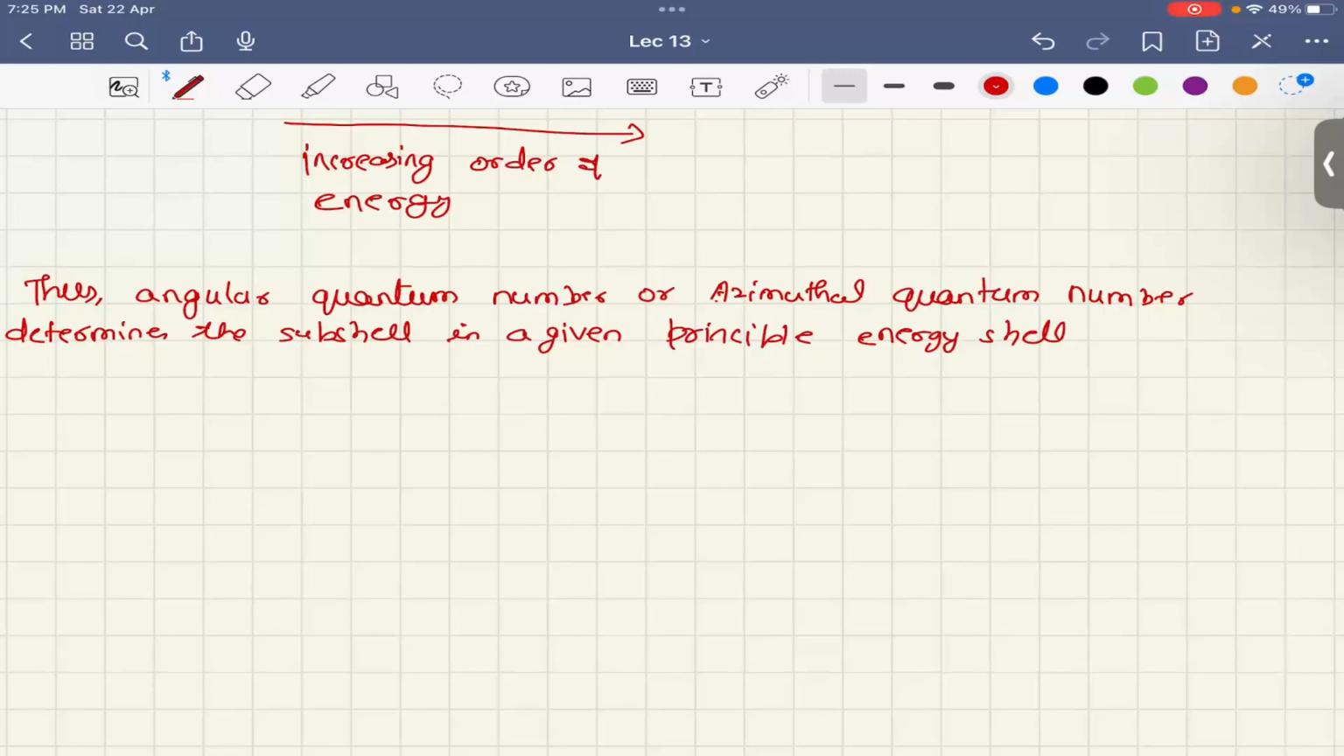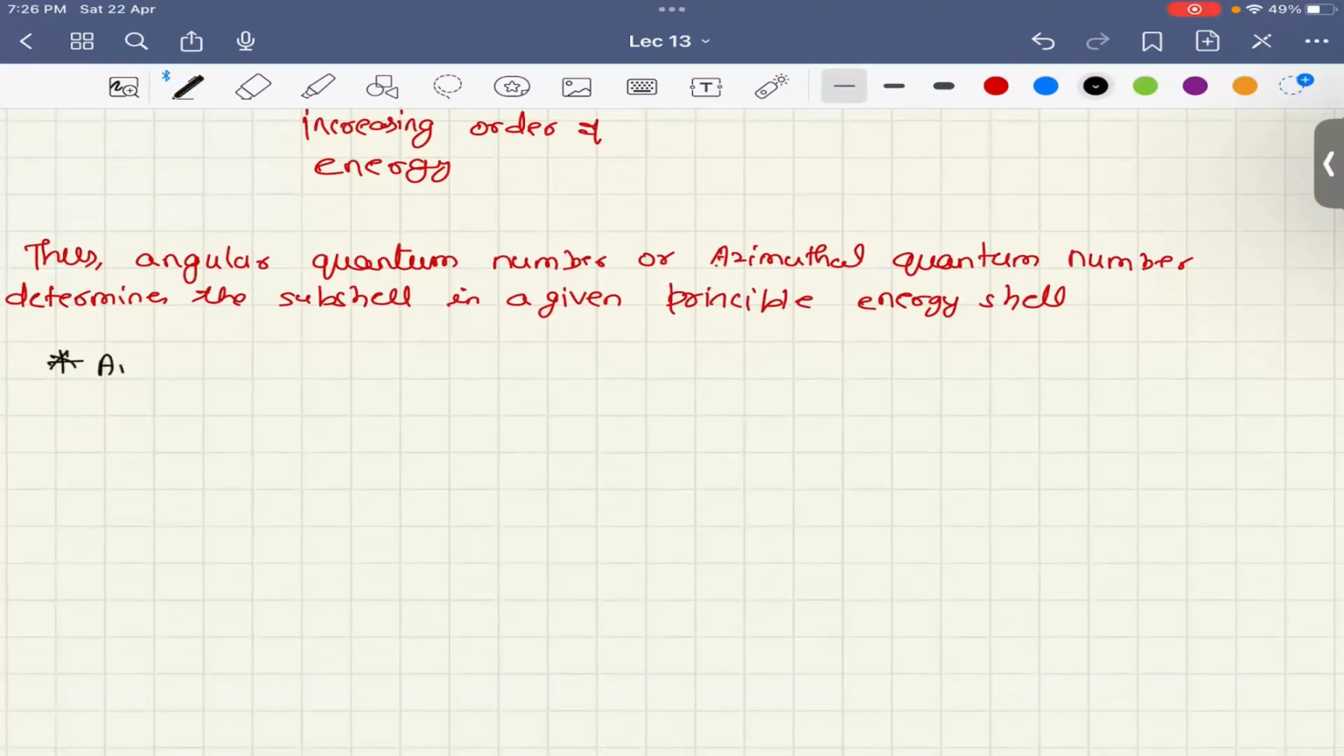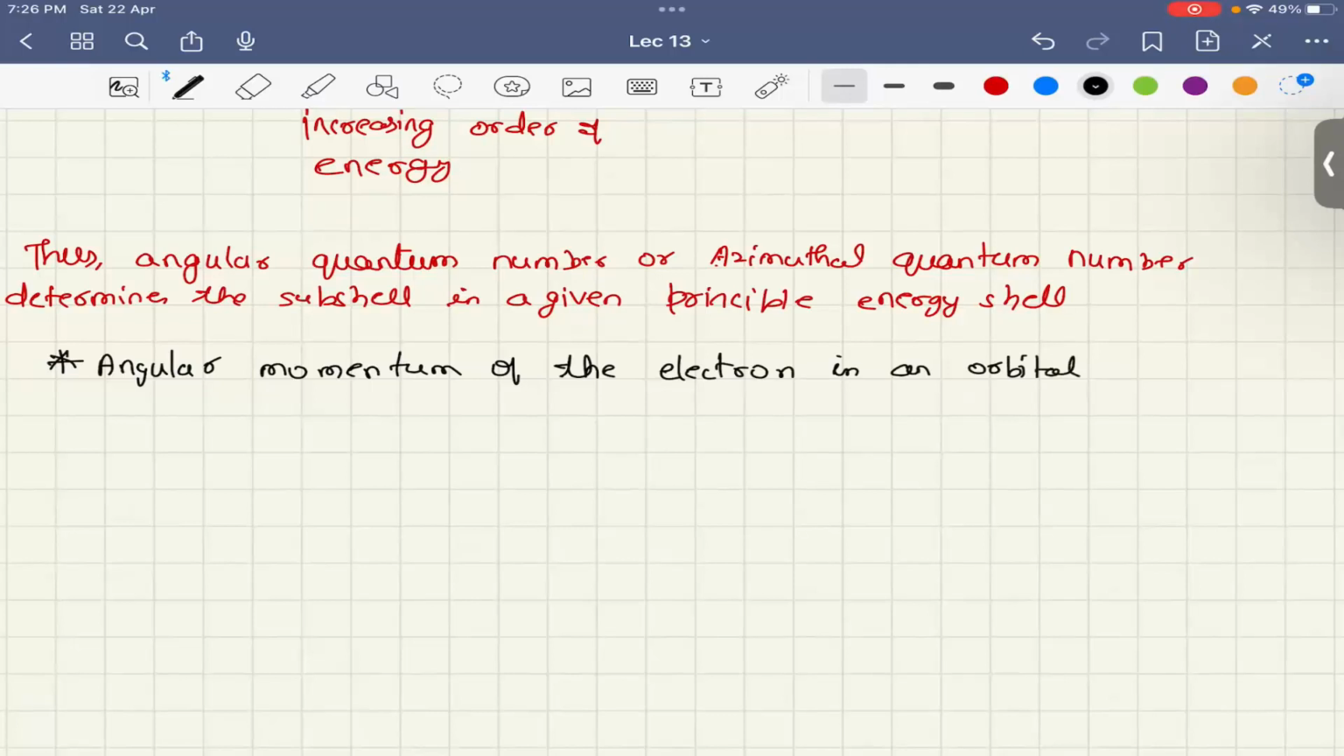Then a subtopic which we are going to study is the angular momentum of the electron in an orbital. This is also related to the azimuthal quantum number, hence we are going to study it now. The angular quantum number gives the energy of the electron due to the angular momentum of the electron, and the angular momentum of the electron is related to L.